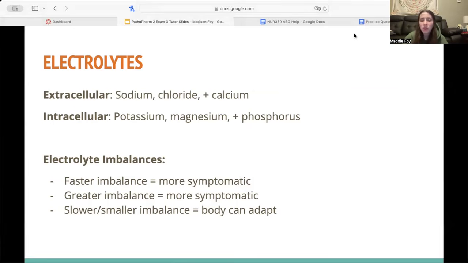In general, with electrolyte imbalances, they can vary so greatly in people. You can see people with crazy lab values who feel fine because maybe the change happens slowly over time. If you have a faster imbalance, so it sets on like that, your patient might be more symptomatic. If it's a crazier imbalance, they're going to be more symptomatic. Whereas, if it's happened slowly, your body can kind of adapt and function at electrolyte values that would be considered out of the norm.